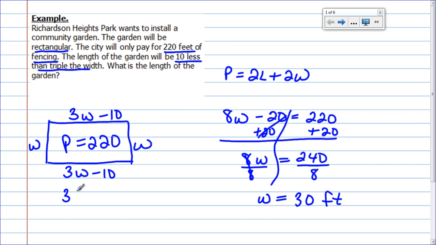So I'm going to have to do 3 times 30 minus 10. Well, 3 times 30 makes 90, and 90 minus 10 equals 80 feet. So my length needs to be 80 feet, while my width is 30 feet in order to make this work.